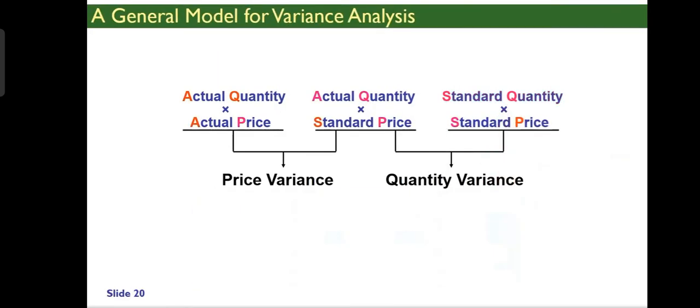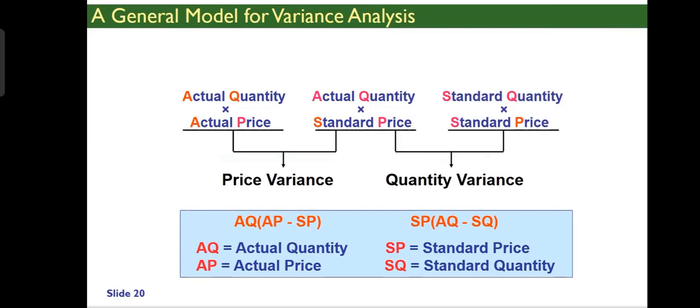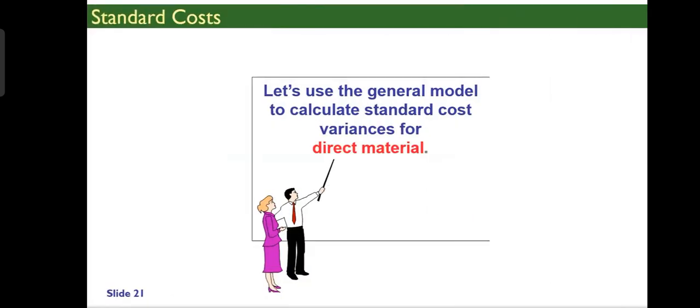For example, they use these formulas. I will not use the formula because there are 20 variances. So it is actual quantity into actual price minus standard price. Forget about these formulas, okay? We will be doing it not with the formula, we will be doing it logically.